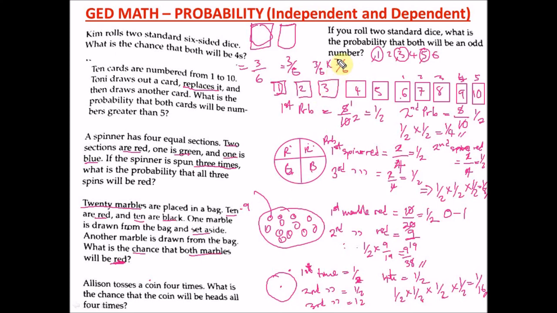Here we can easily cancel out, or reduce this. 3 over 6 becomes 1 over 2, so we have 1 over 2 times 1 over 2, which will give us 1 over 4. So this is the probability that both will be an odd number when they are both rolled. So we have our answer as 1 over 4.